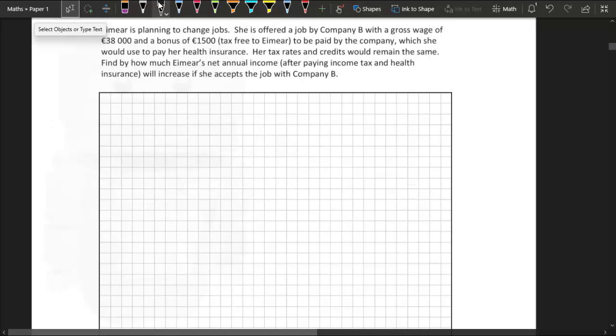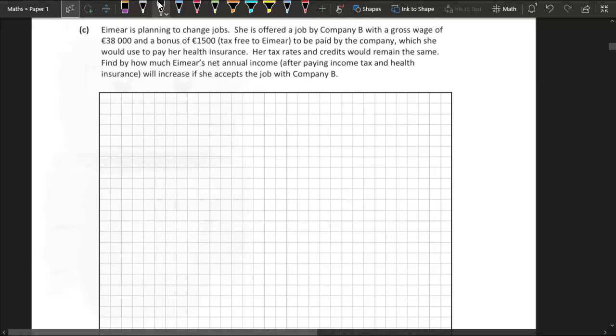Job with company B with a gross wage of 38 grand. So she's making less money. She's gone from 40,000 down to 38,000. But she's getting a bonus of 1,500 euros, which is tax-free, so that's not included in tax, paid by the company, and she uses it to pay her health insurance. Her tax rates and credits would remain exactly the same, and basically find how much Emer's net income will increase if she accepts the company.